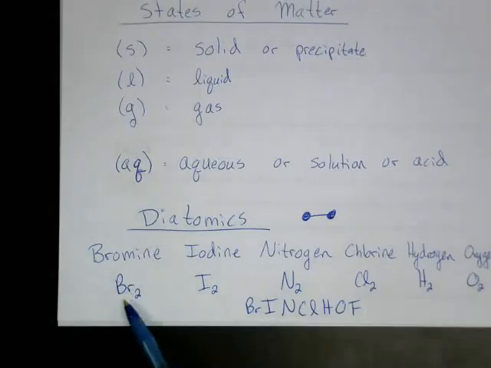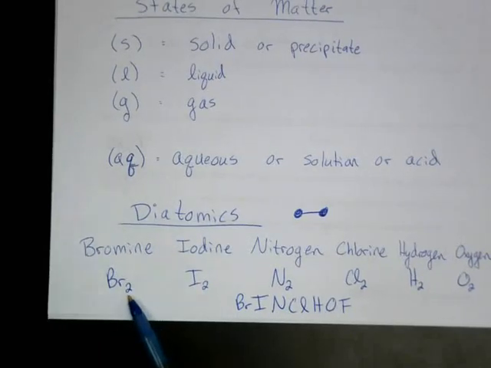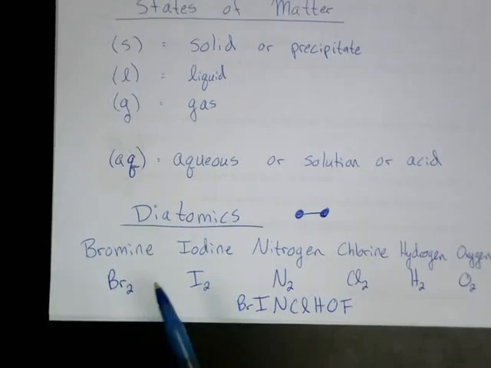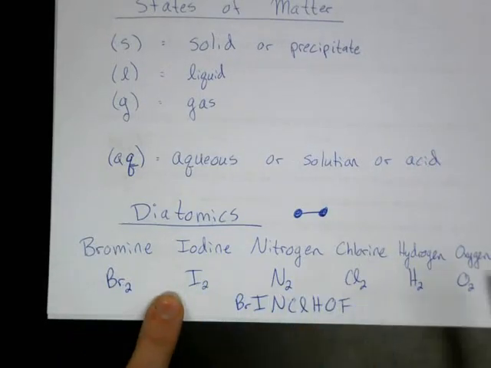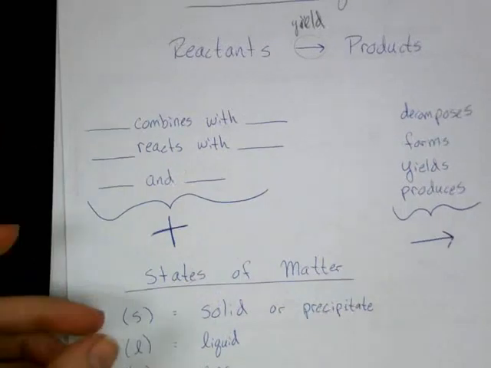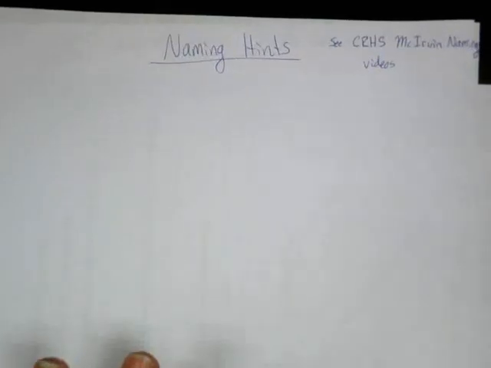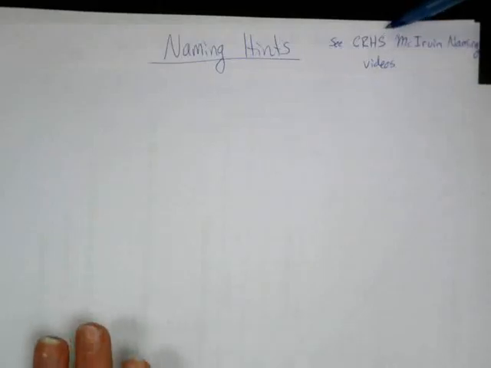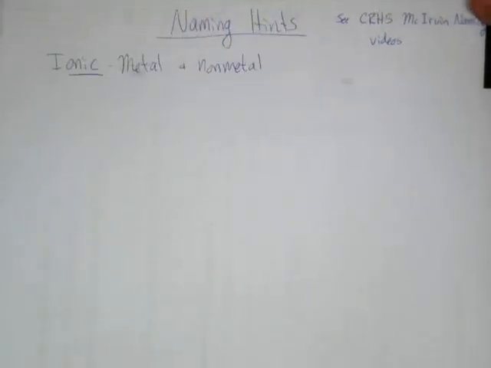Now, if it's in a compound, for example, sodium bromide, we do not put a 2 necessarily unless we are crisscrossing our charges. It's only when it's by itself as its own element that we write it as Br2, I2, N2, Cl2, etc. Now, let's get into some naming things. For example, sodium bromide, if I say that, do you know what the symbol is in the formula? If you need more detailed review on naming, look up my video, CRHS McIrvin naming. I've got 4 out there, one of a different type.